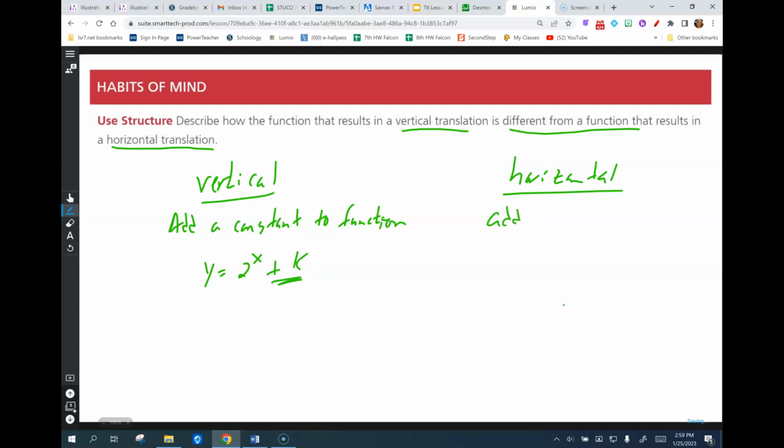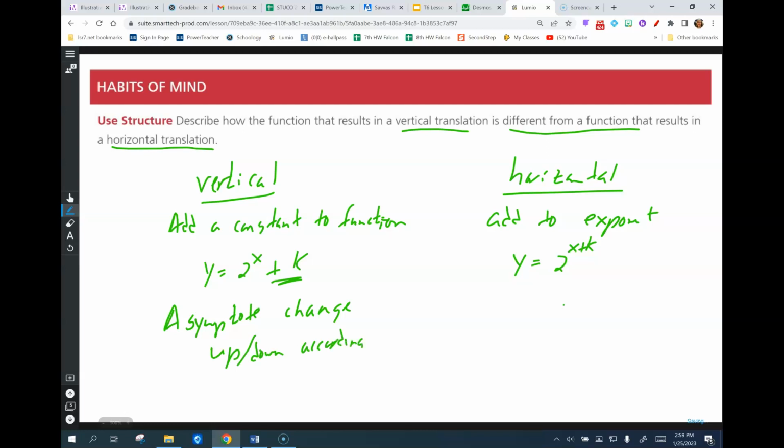Add to exponent. So it's y is equal to 2 to the x plus k up here in the air. Here my asymptote is going to change, and it changes up and down according to k. Here my asymptote does not change. And I know I've said this many times, but I think it helps if we write it out one more time.